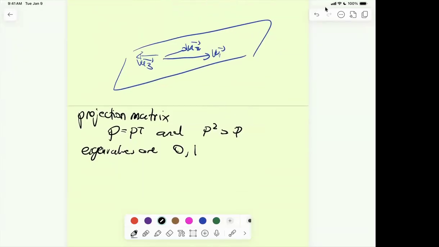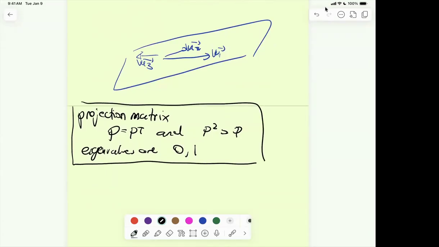Okay, so for the projection matrix, the eigenvalues are 0 or 1 for any projection matrix. It doesn't have to be the one given by a vector. Any projection matrix, its eigenvalues are 0 or 1.